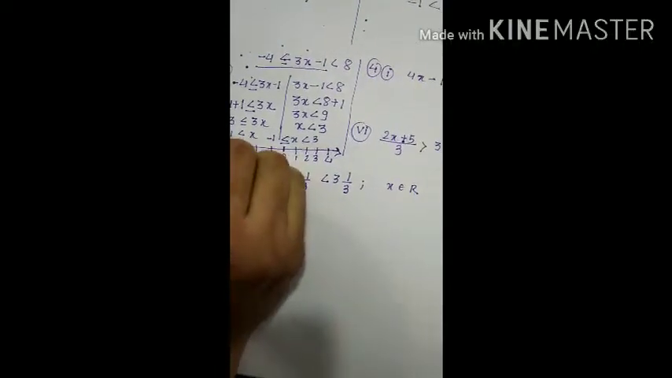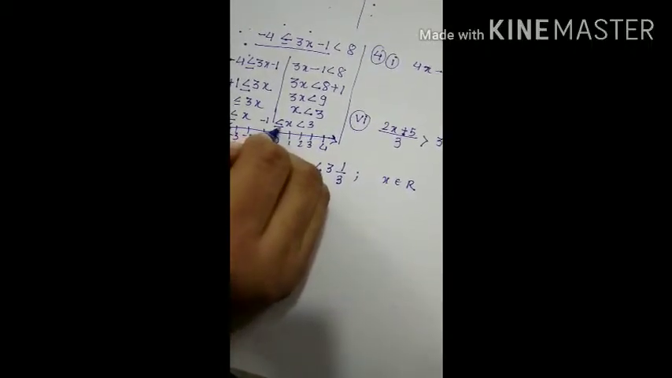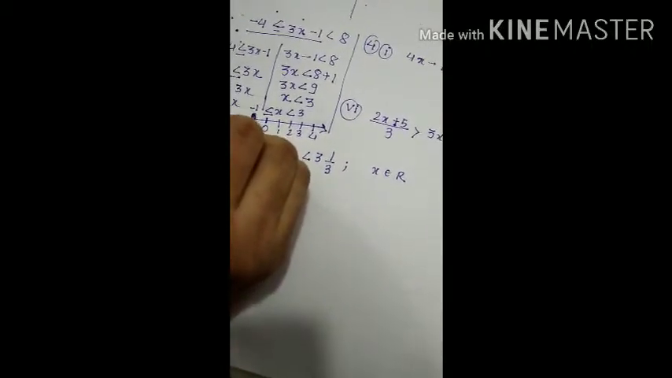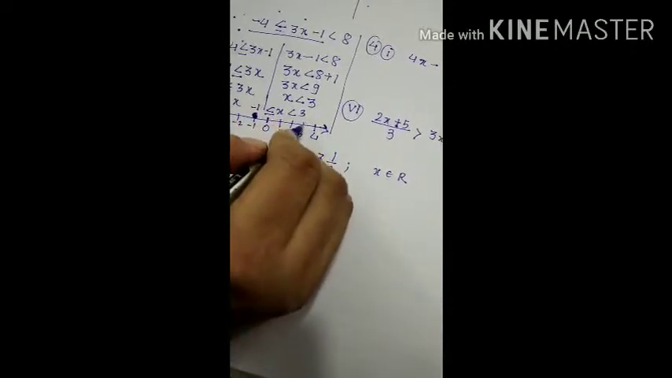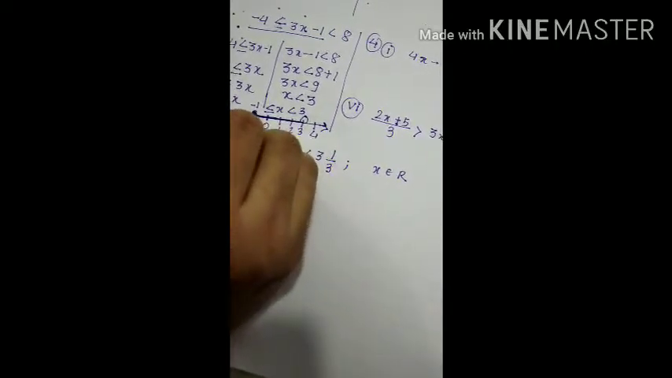-1, -2, -3. Now at -1, since it is less than or equal to, I will make a dark circle, and at 3, since it is only less than, I will make a hollow circle. Either you can color this, or darken this line in this manner.